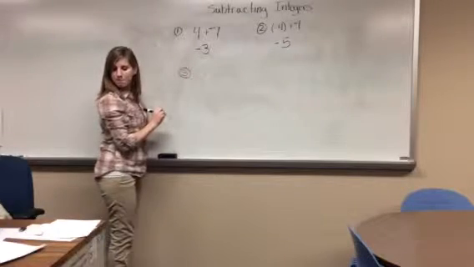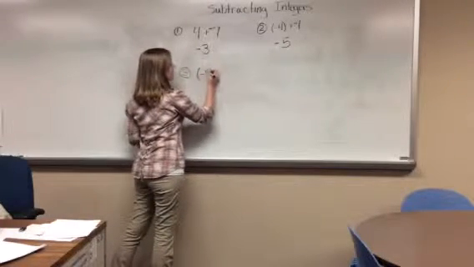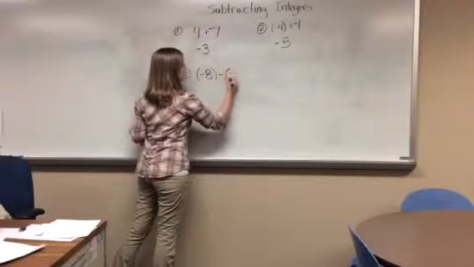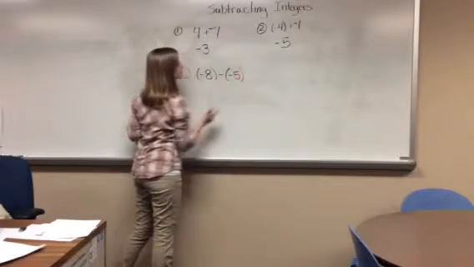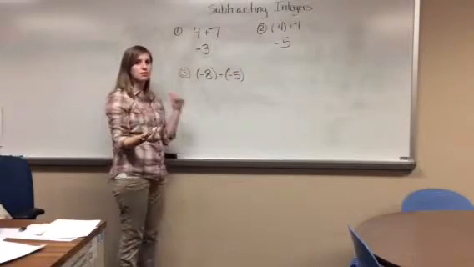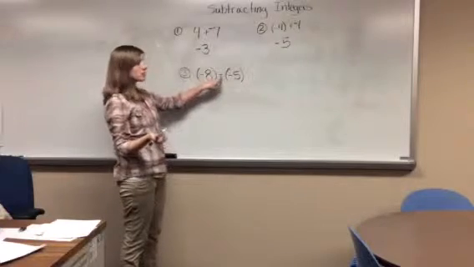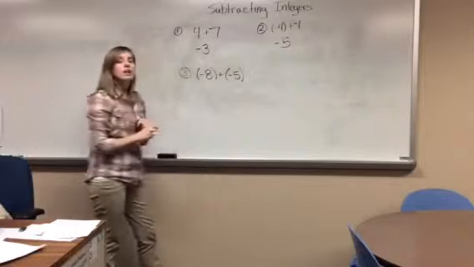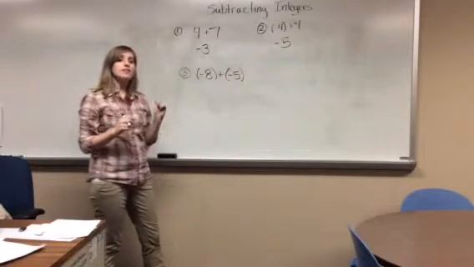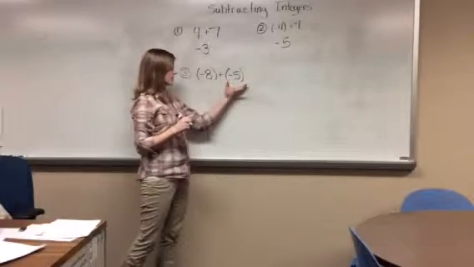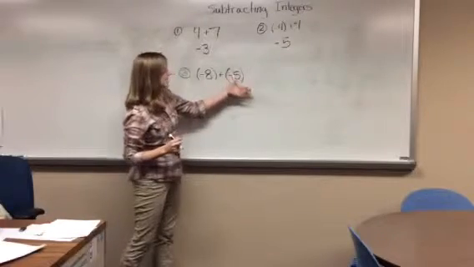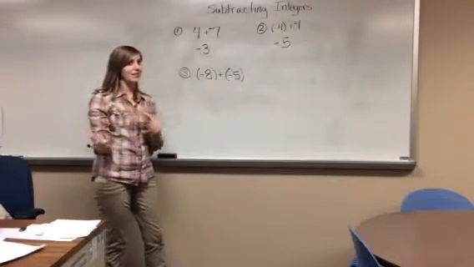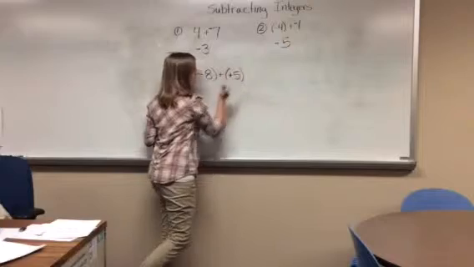Number 3, we have negative 8 minus negative 5. Follow the rules. Rule number 1, change subtraction to addition. So make this plus. Rule number 2, change the sign of the second number, only the second number. So my second number is a negative 5, so to make the sign the opposite, I'm going to need a positive 5.